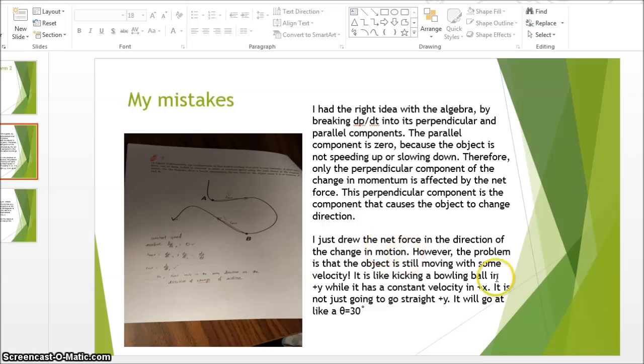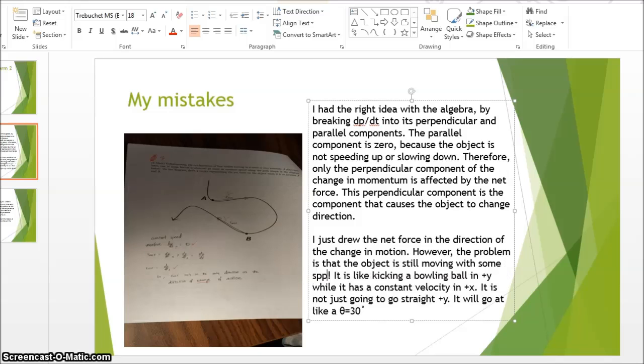What I had done is I just drew the net force in the direction of the change in motion. And, well, this is not right. The problem is that the object is still moving with some velocity. As it's going around this path, it's constantly keeping its speed. So I guess I should change this to speed. But it's constantly keeping that speed, and so it's kind of similar to kicking a bowling ball. Let's say you have a bowling ball that's rolling along in the positive x direction. Now let's say I kick it in the y direction. It's not immediately just going to go straight into the positive y direction, which is what I drew. The problem is that the ball still has some velocity in the x, so my force is not just going to immediately change its direction.